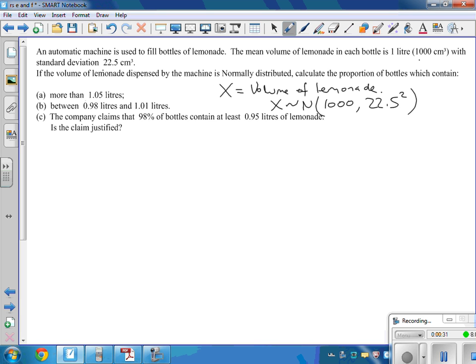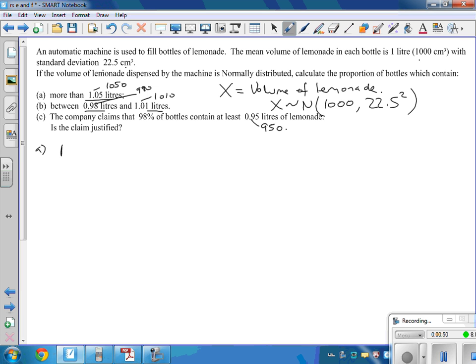The issue here is that this is all in litres and we're now measuring in centimetres cubed, and so we need to be thinking here about 1050, here about 1010, and here about 980. And what have we got here? Here about 950 as well.